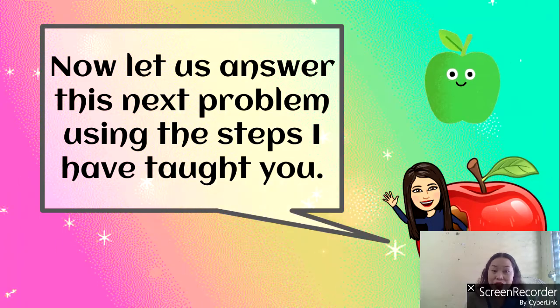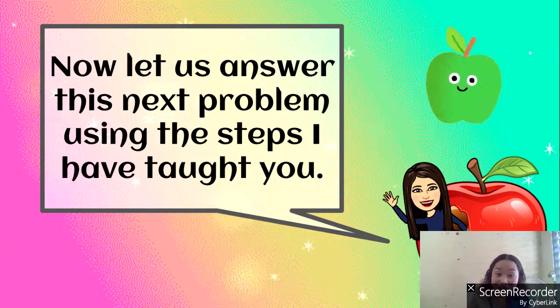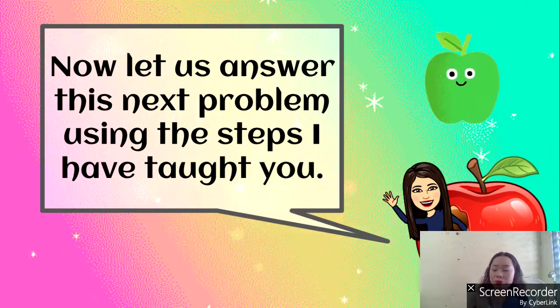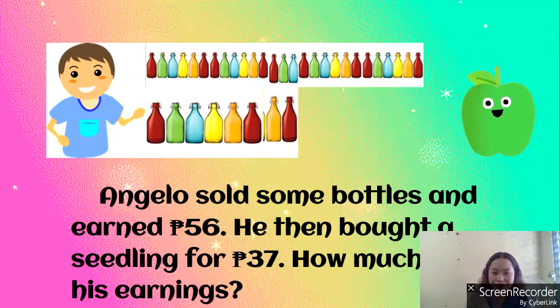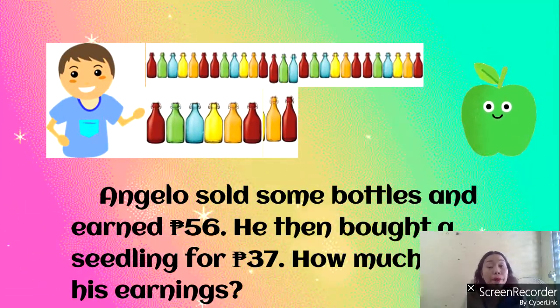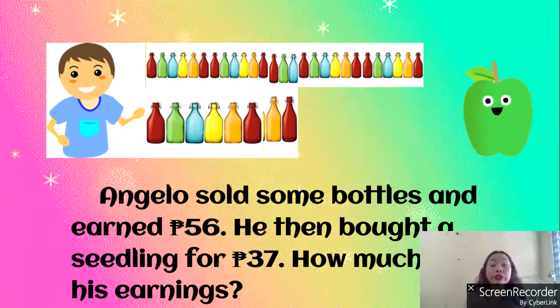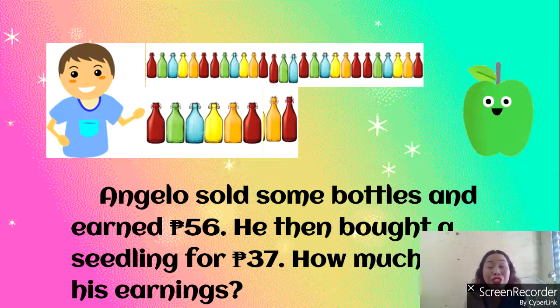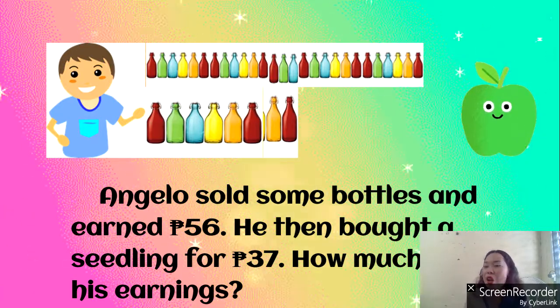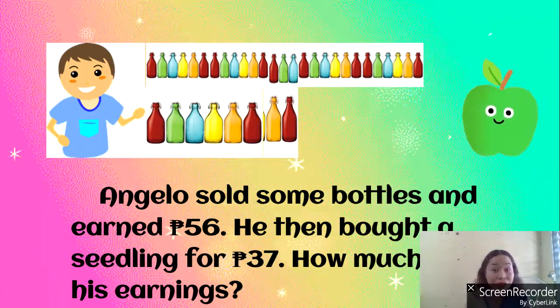Now, let us answer this next problem using the steps I have taught you. Alright. Angelo sold some bottles and earned 56 pesos. He then bought a seedling for 37 pesos. How much is left of his earnings?